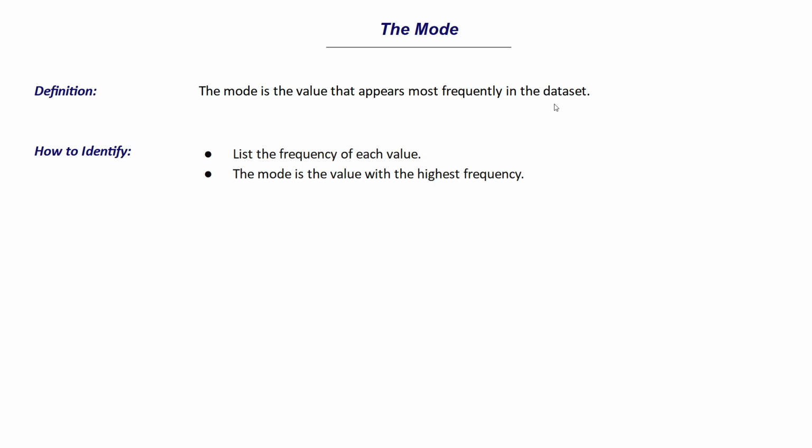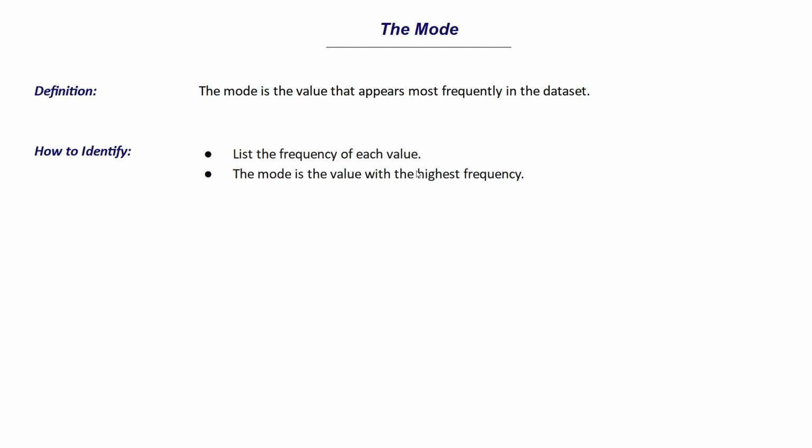And then we have the third metric, which is mode, and this is a very simple metric. So the mode is the value that appears most frequently in the dataset. In simple words, it's the most repeated value. So how to identify a mode? List the frequency of each value. Listing the frequency of each value means listing how many times each unique value has appeared.